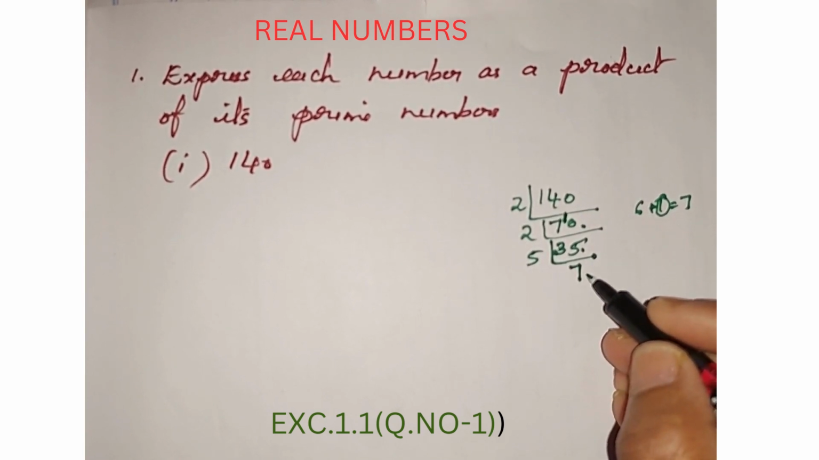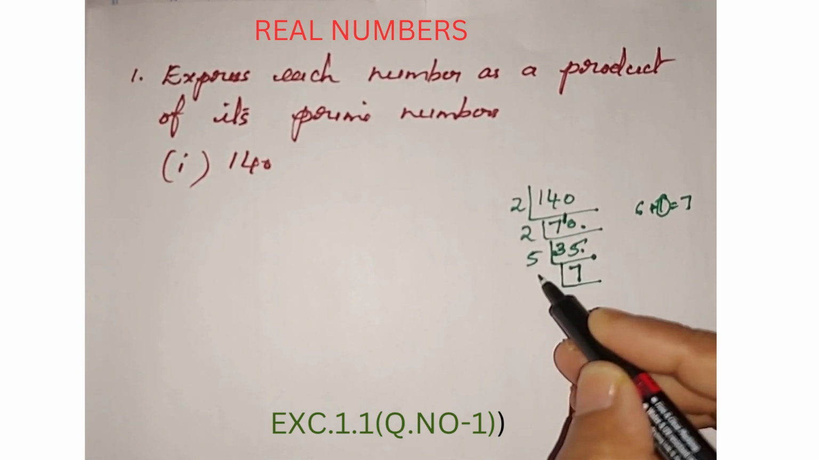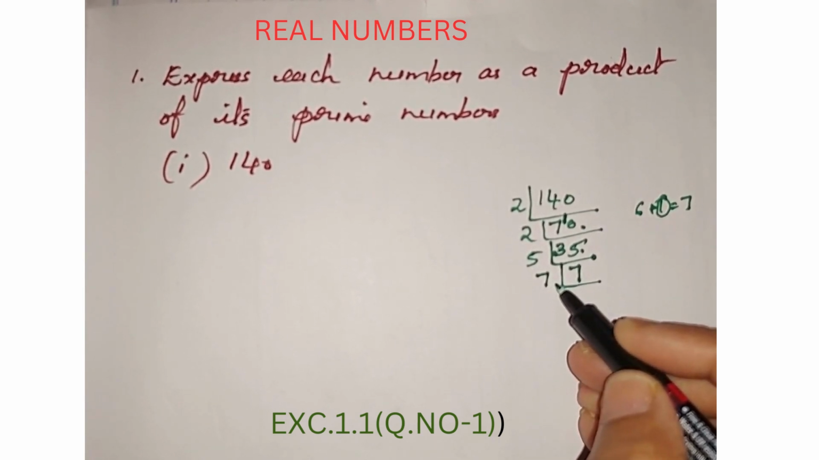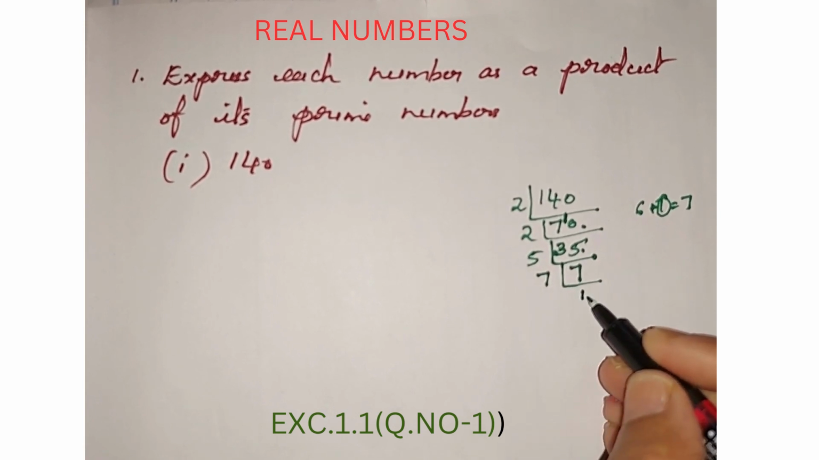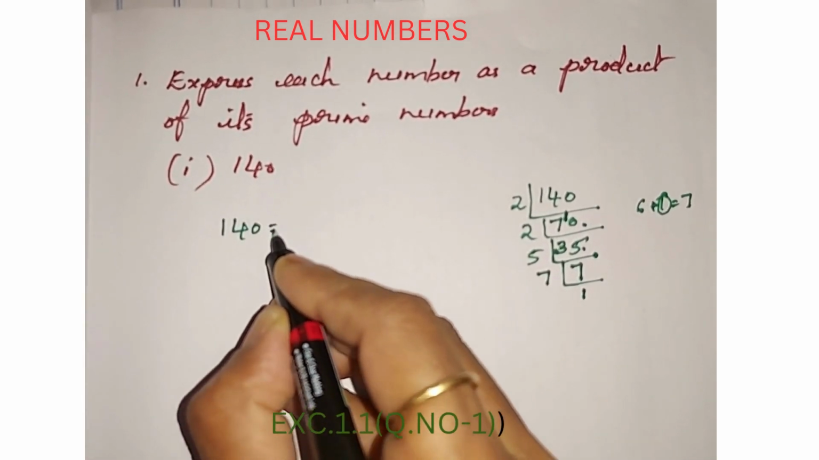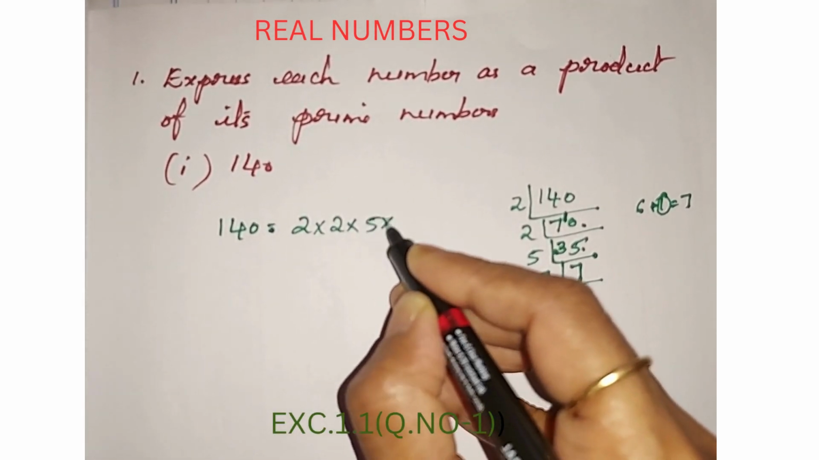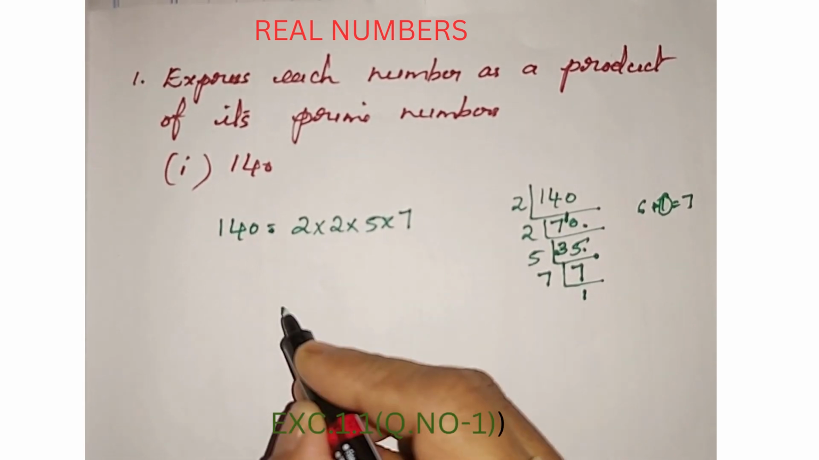So 140 is 2 into 2 into 5 into, if you want you can take one more 7. Till you get 1 you can repeat this. 7 goes into 7 one time, right? So this 140 we can write as 2 into 2 into 5 into 7, right? 2 into 2 into 5 into 7.